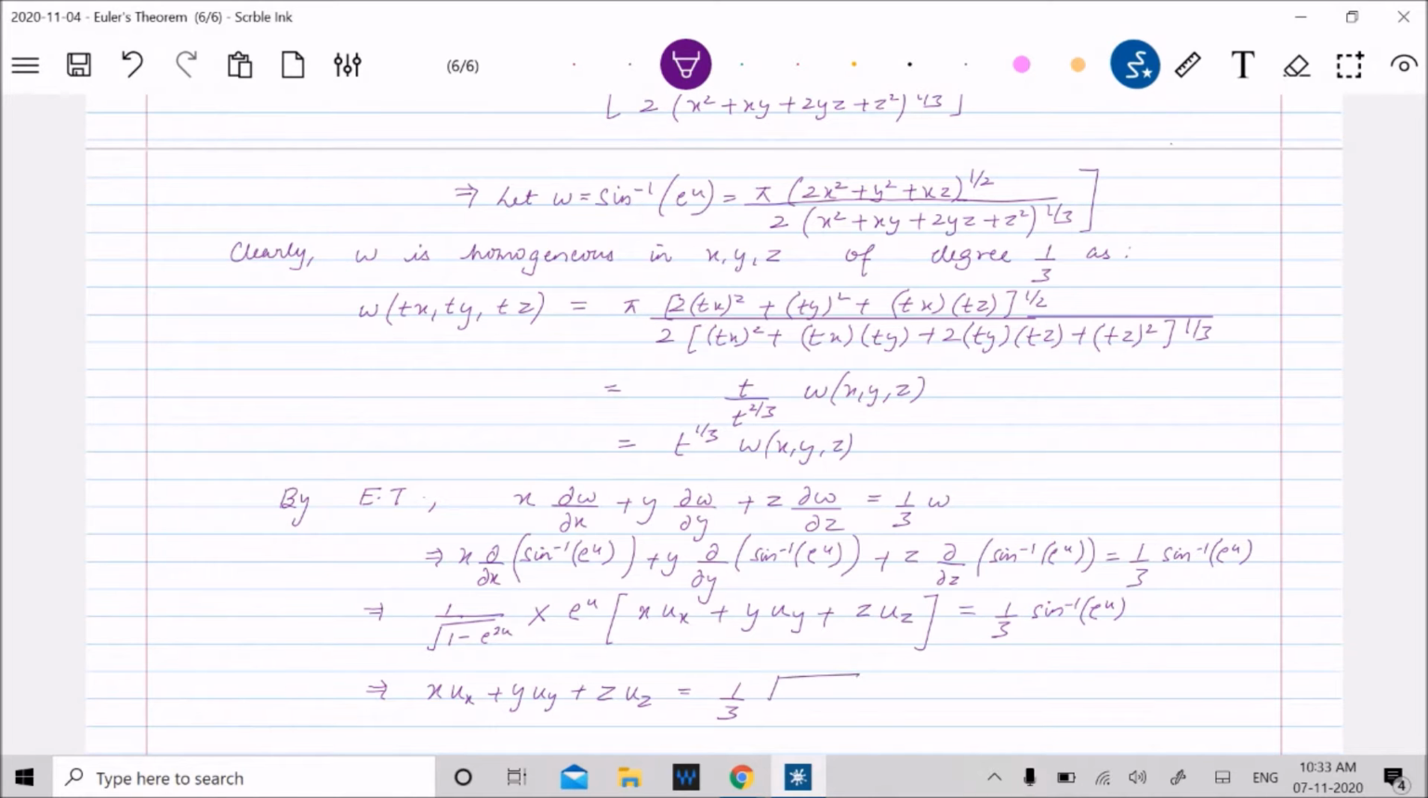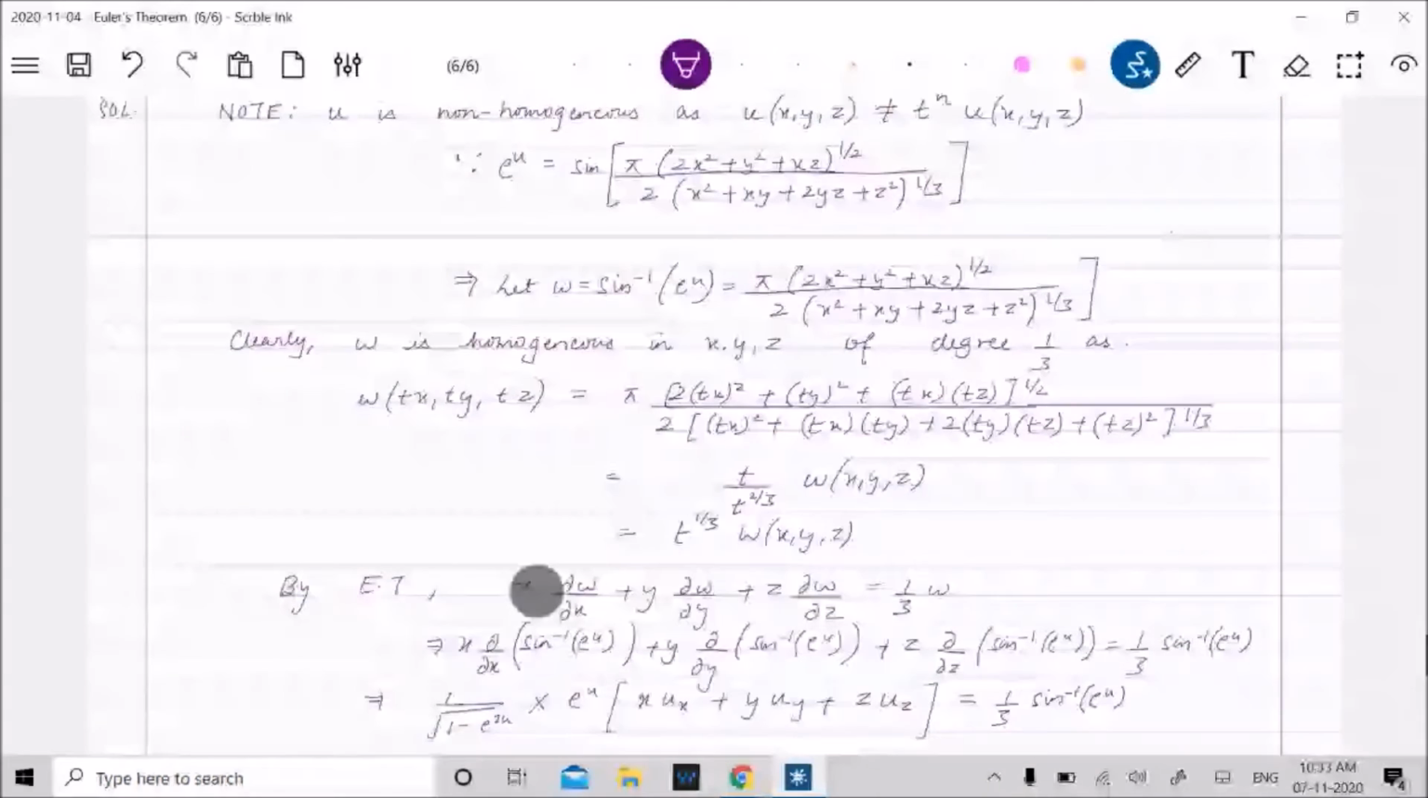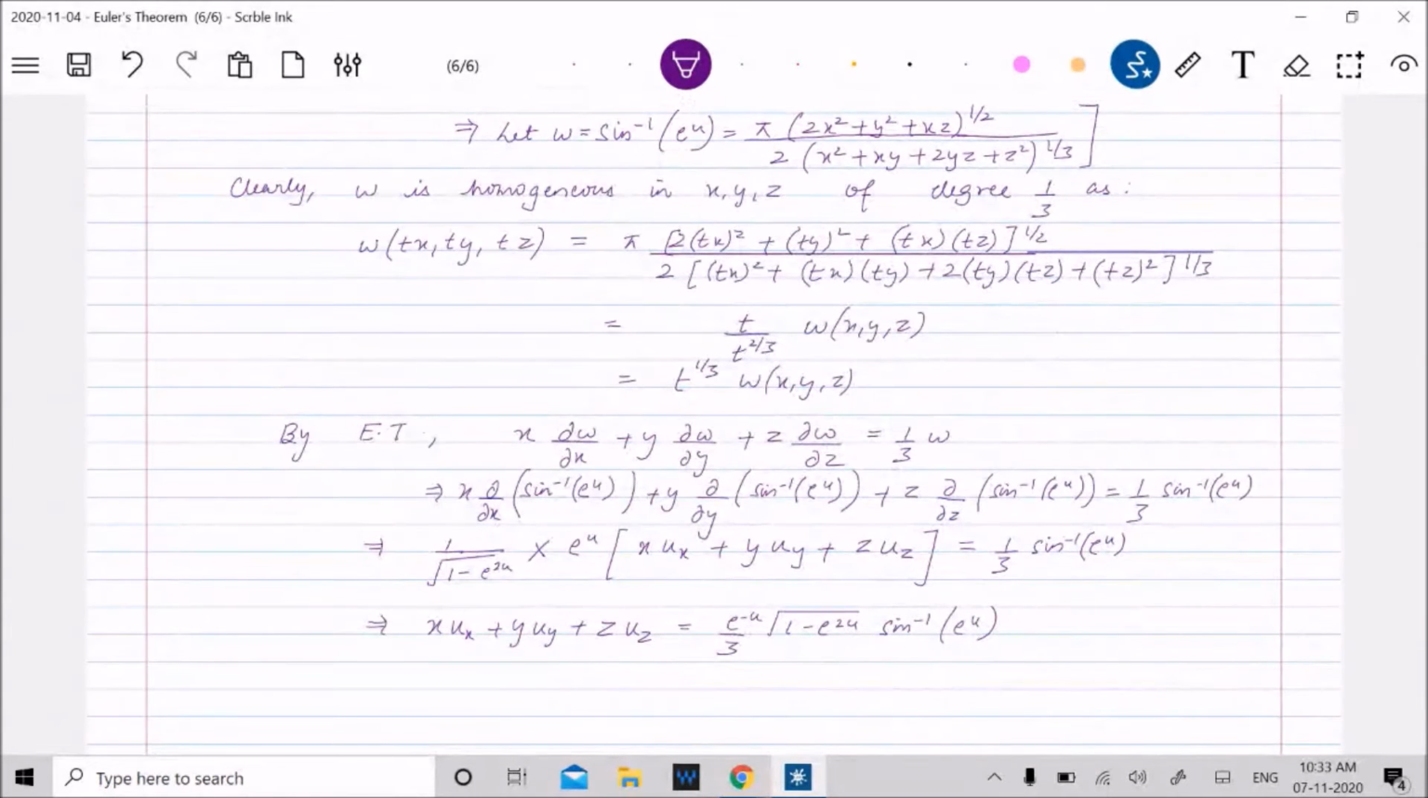and square root of 1 minus e to the power 2u will be there, and this e to the power u will be in the denominator, but rather than writing it in the denominator, I should bring it in the numerator like this, e to the power minus u, and then sine inverse e to the power u. Is it what we are required to prove? Yes, I think exactly the same result. Yes, only we prove this.